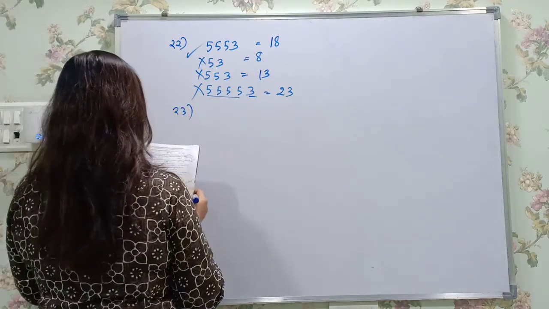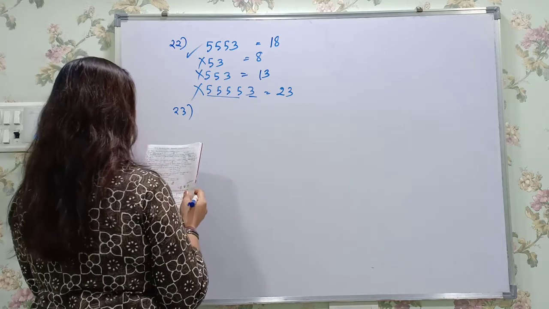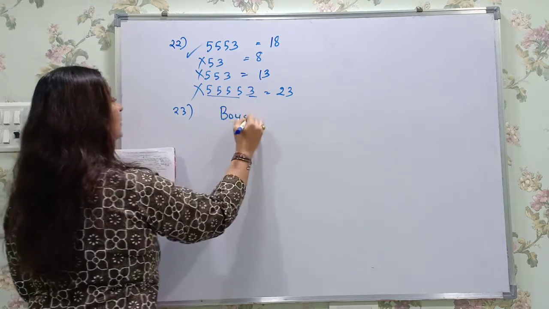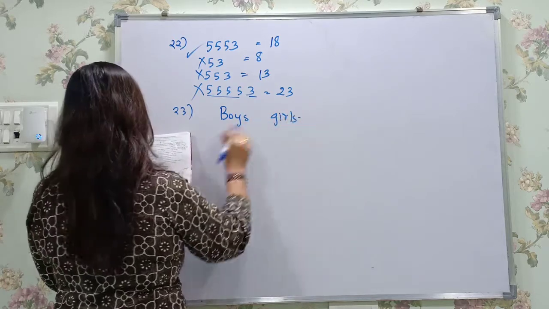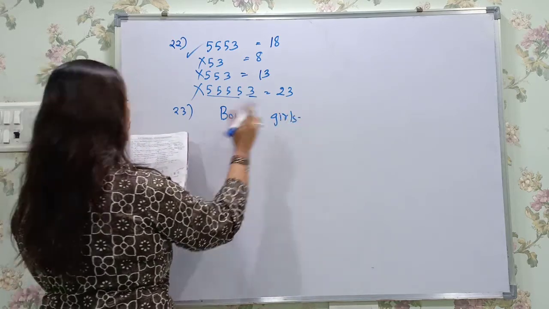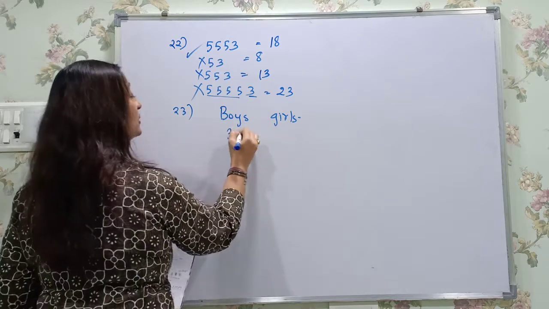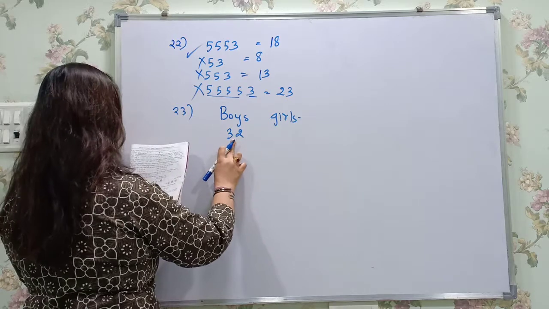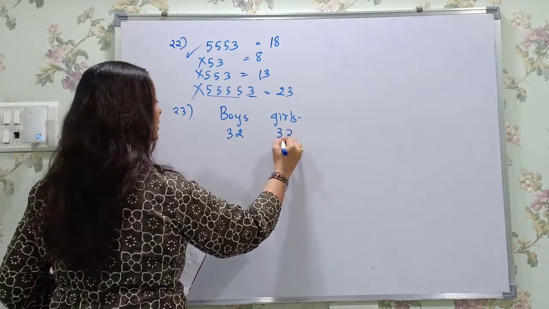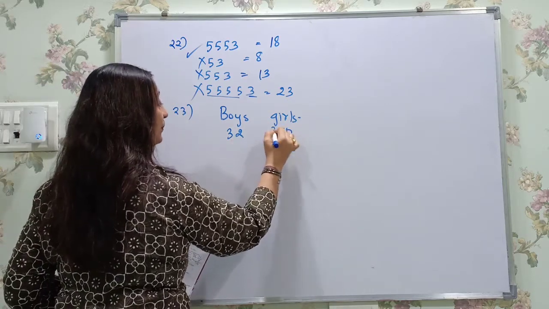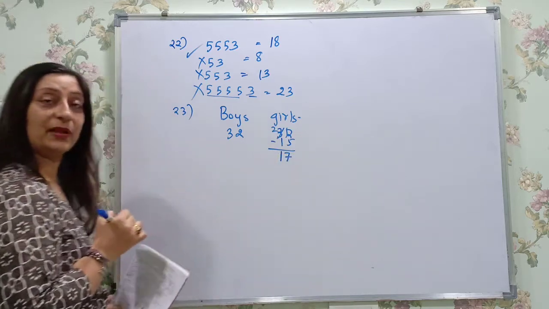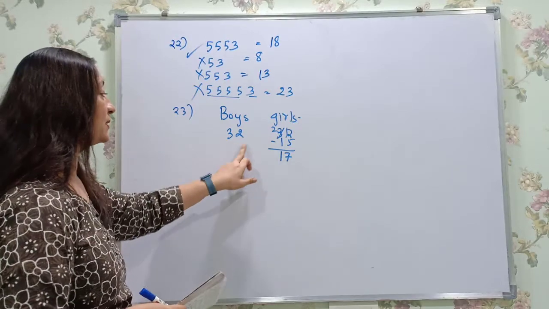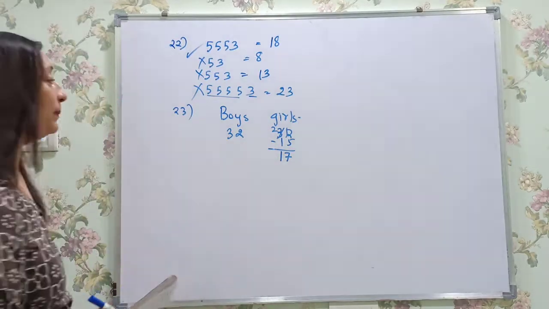Sum number 23. The number of boys in a class is 15 more than the number of girls. There are boys and girls in the class. Boys are 15 more than girls. If the number of boys is 32, then girls will be 32 minus 15, that is 17. Have you understood? Boys are given as 32, but boys are 15 more than girls, so 32 minus 15, 17 will be girls.